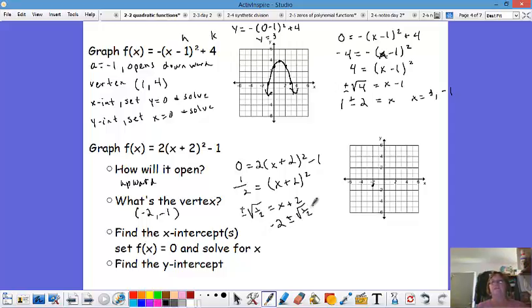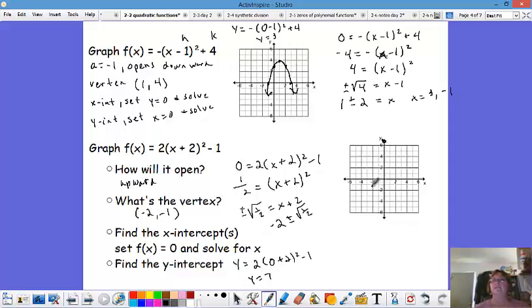Now, you could figure this thing out using your calculator if you wanted to, but I think that finding the y-intercept will be a good way for us to track the pattern of this. So I'm going to go ahead and find the y-intercept by setting x equal to 0. Y will equal 2 times the quantity (0 plus 2) squared minus 1. 0 plus 2 is 2, 2 squared is 4. 4 times 2 is 8, and 8 minus 1 is 7. So the y-intercept here is at 7.